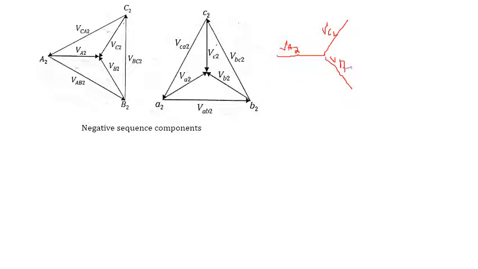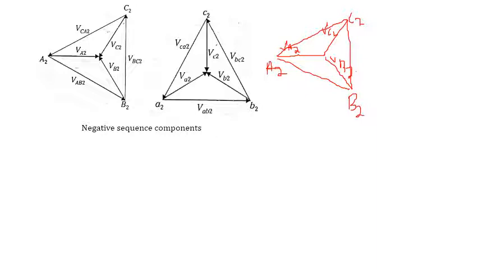Okay, so join these things. From here to here, from here to here, from here to here, what will we get? This is nothing but A2. Okay, A2. This is C2, and this is B2. Okay.